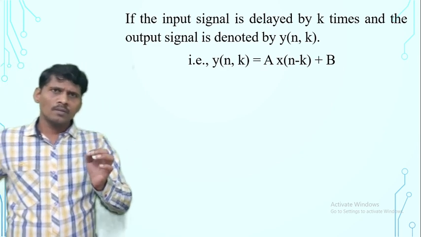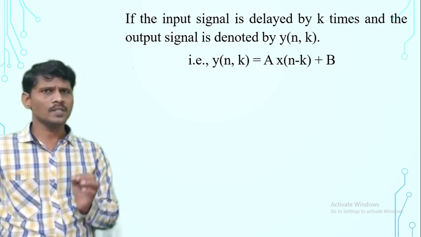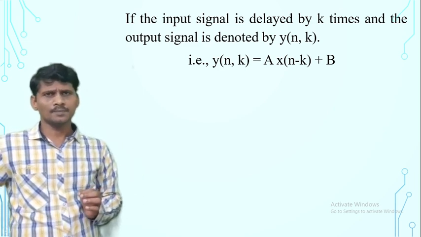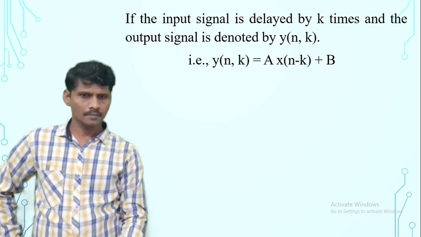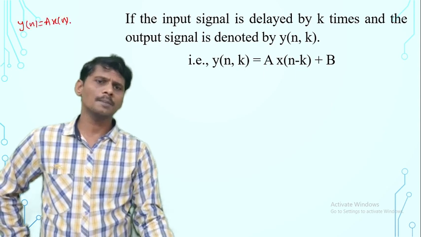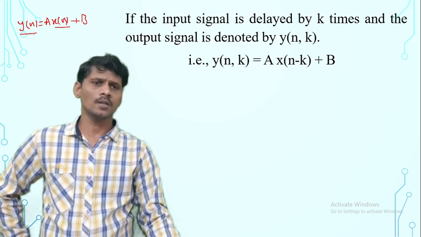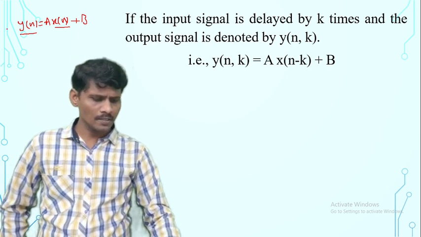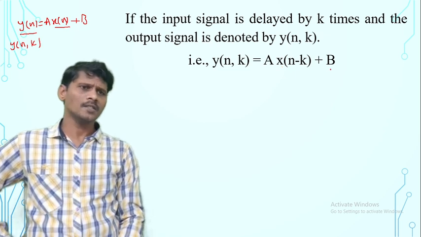First, the input to the system is delayed by k times, and in this case, the output of the system is represented by y of n comma k, that is, y of n comma k is equal to a x of n minus k plus b. In the given difference equation y of n is equal to a x of n plus capital B, x of n is the input to the system and y of n is the output of the system. The first step is that the input to the system is delayed by k times. In this case, the output of the system is represented symbolically by y of n comma k, that is, y of n comma k is equal to a x of n minus k plus b.